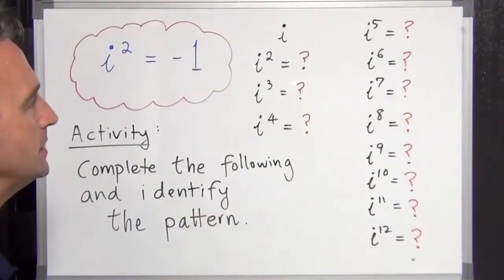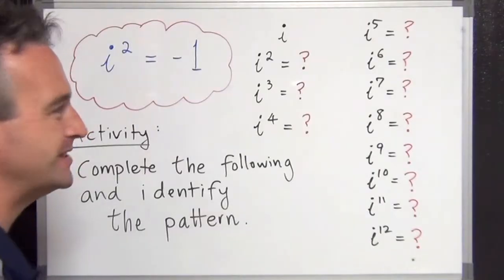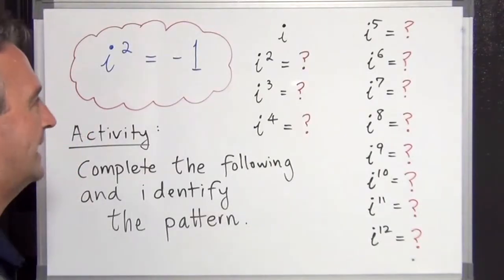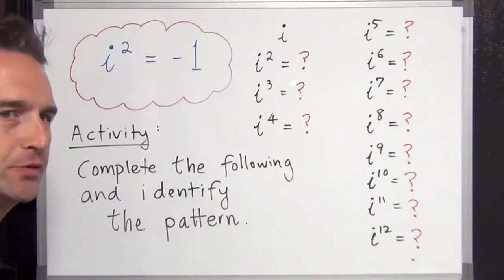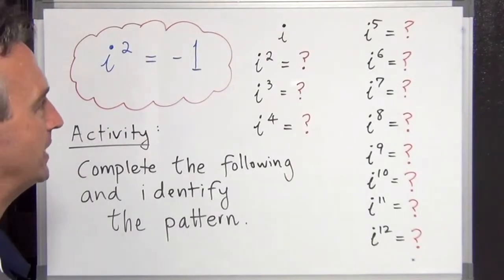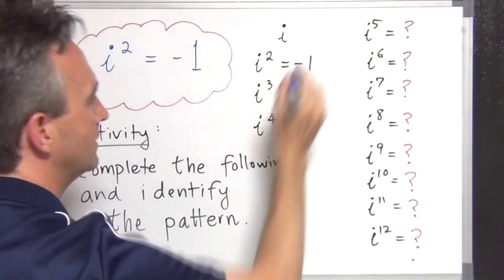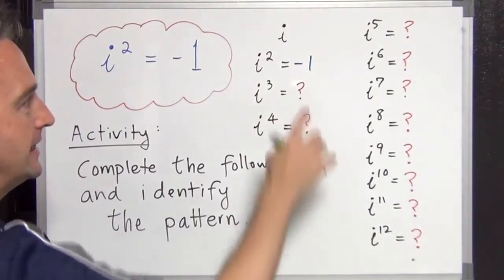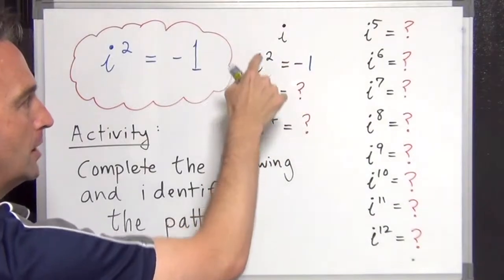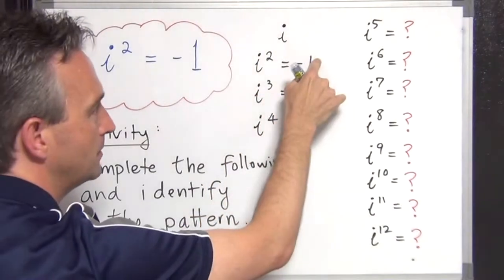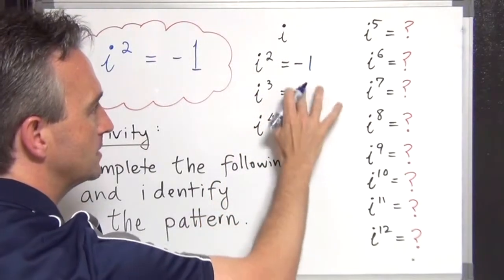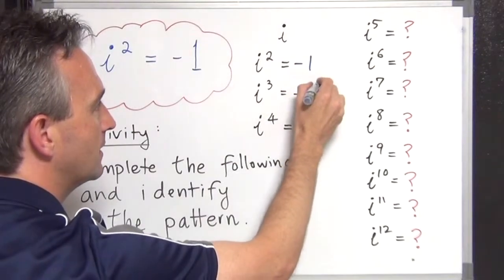By the way, here's an activity that you can try. Complete the following by simplifying where possible and see if you can identify some sort of a pattern. This is about the only predictable thing there is about i. Just to get you started off, i squared, by definition, is going to be minus 1. i cubed, well, to get i cubed from i squared, just multiply by i. So I'll multiply this one by i. What do I get? Minus 1 times i is minus i.